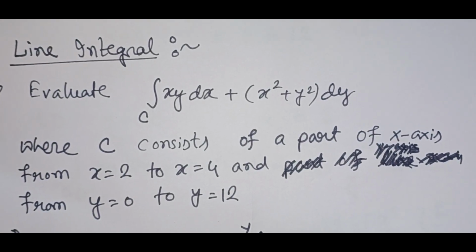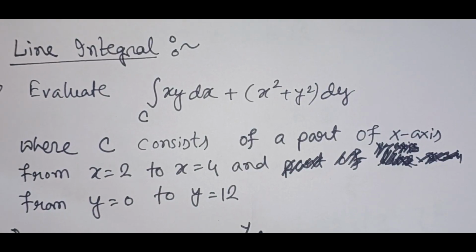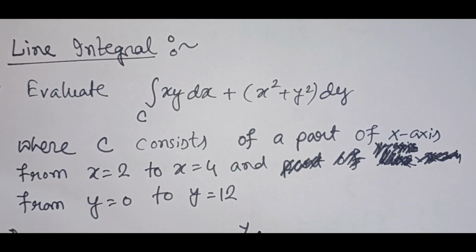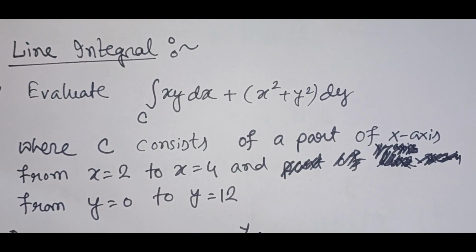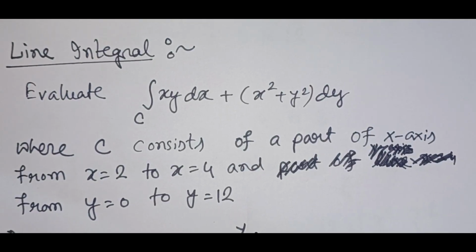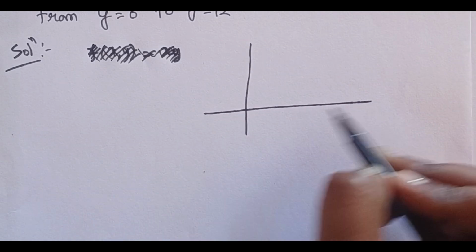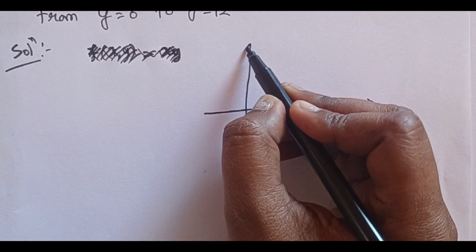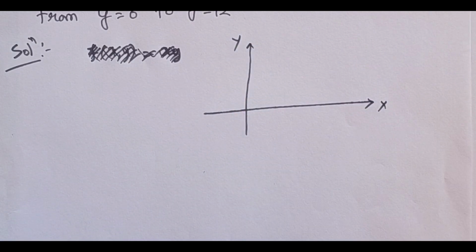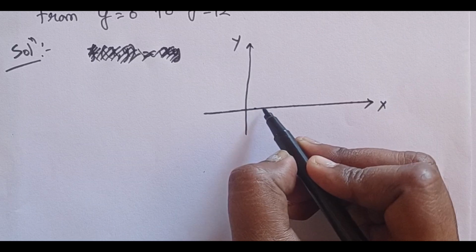The first question is, evaluate this integration where C consists of a part of x-axis from x equal to 2 to x equal to 4 and from y equal to 0 to y equal to 12. To solve this type of line integration, the first thing is to draw the curves and find the curve.